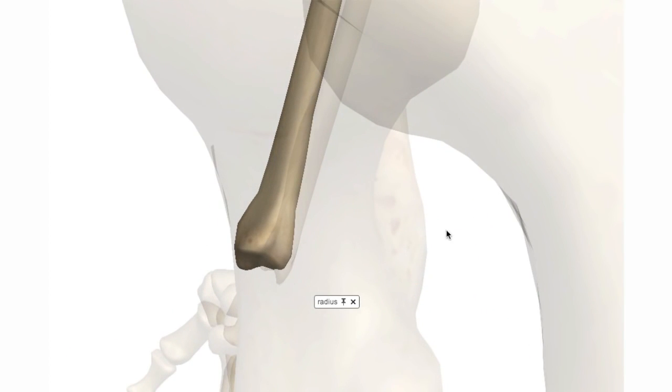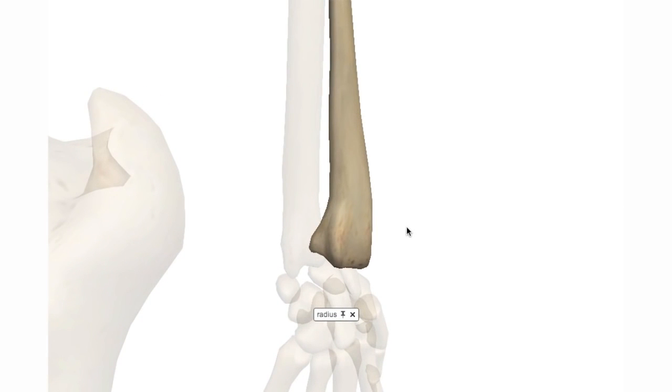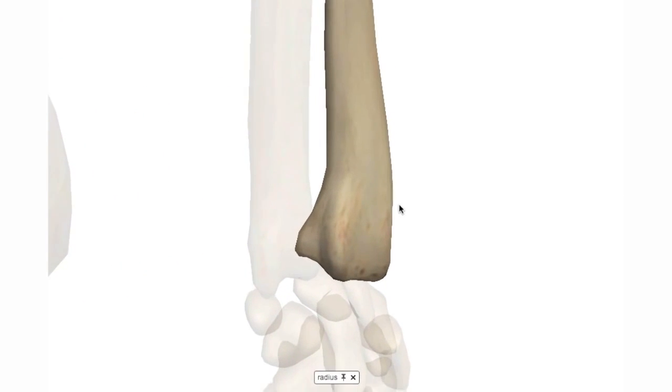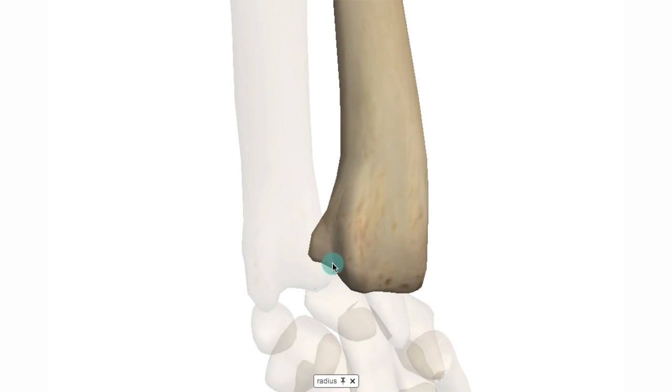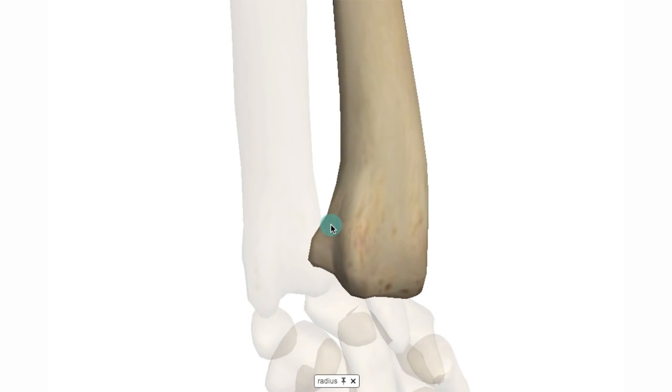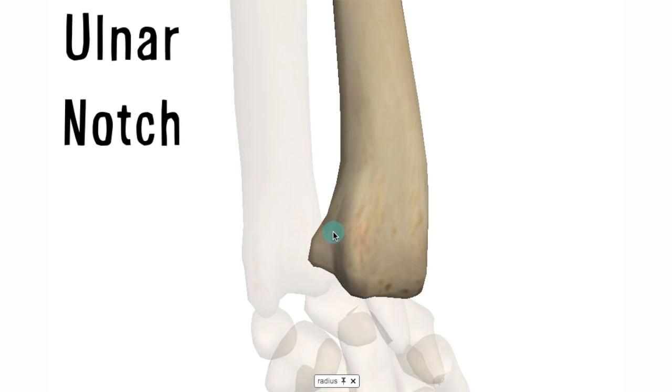Now let's look at the posterior view here, and in the posterior view, you can see clearly here this notch, let's say, which is the ulnar notch, which is found medially to the styloid process.